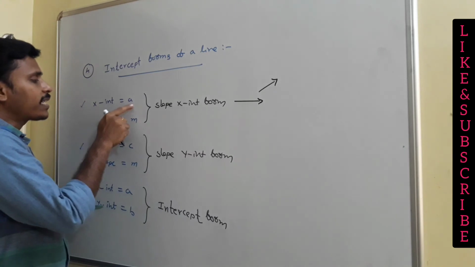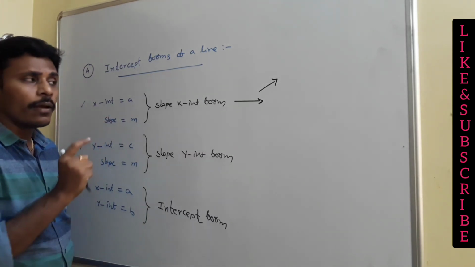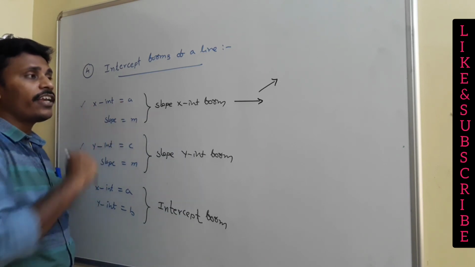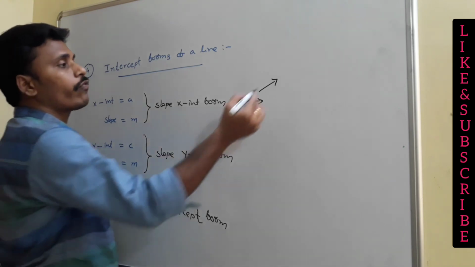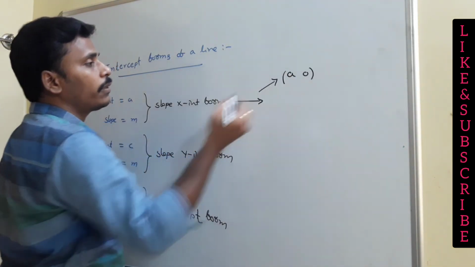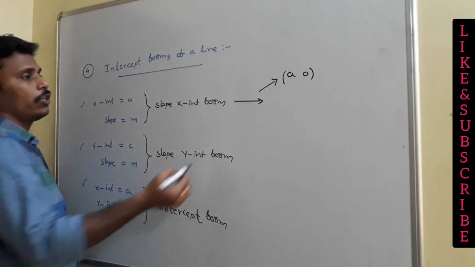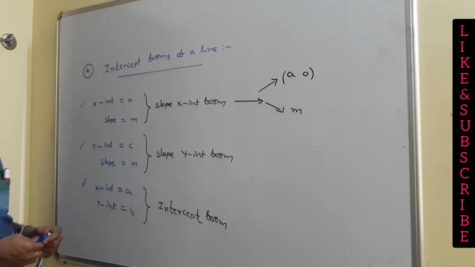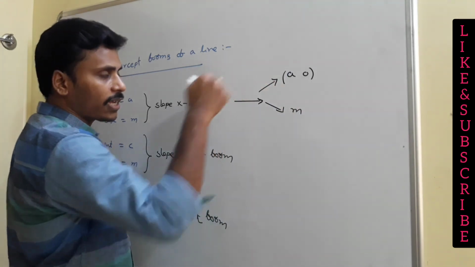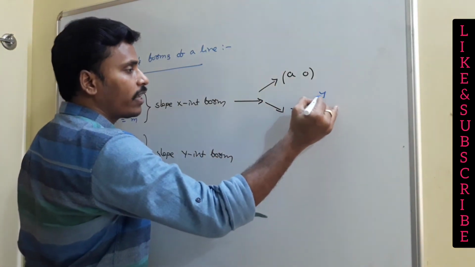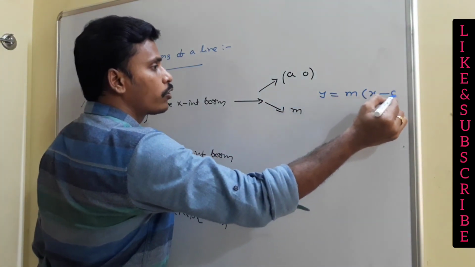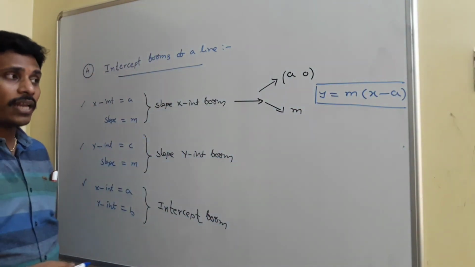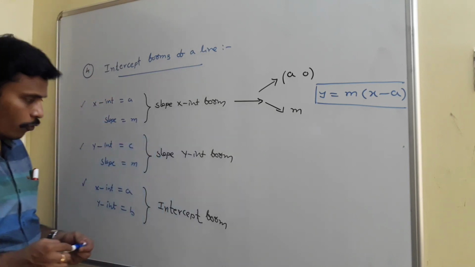As I told you, the x-intercept is the x-coordinate of the point which is on the x-axis. Since the x-intercept is a, this a is the x-coordinate of a point which is common for the line and the x-axis. So surely it is of the format (a, 0). And the slope is m. Since the point is (a, 0) and the slope is m, as we did in the last class, with the point and the slope, the equation is of the format y = m(x - a). Just keep in mind that y = m(x - a) is the slope x-intercept form of a line.